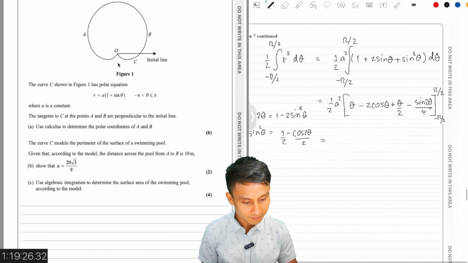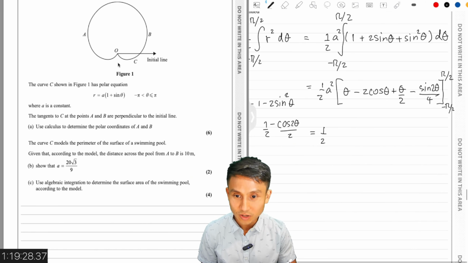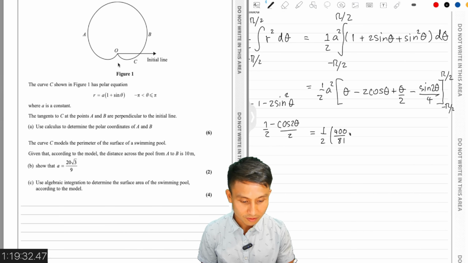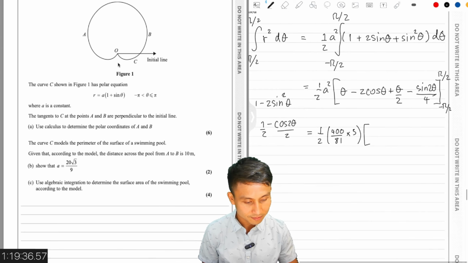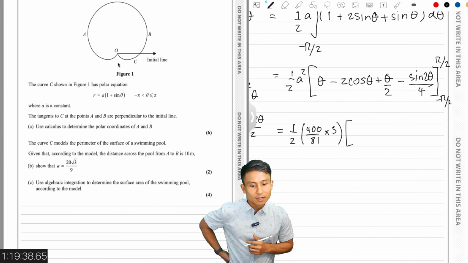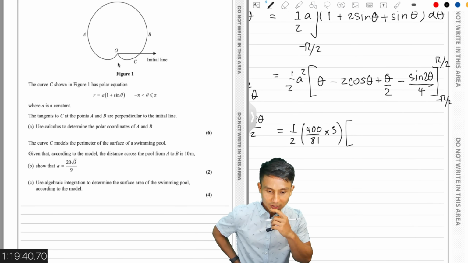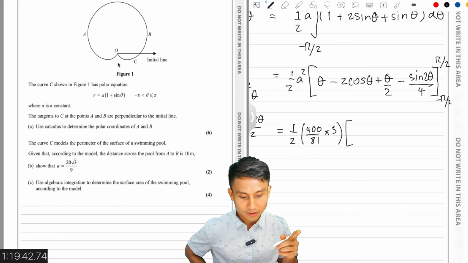I have 10 minutes left. Okay, so 1 over 2a is 400 over 81 and times 3 there for the a squared. And then this lot, okay, let's see. Is there any simplification? No, probably not.